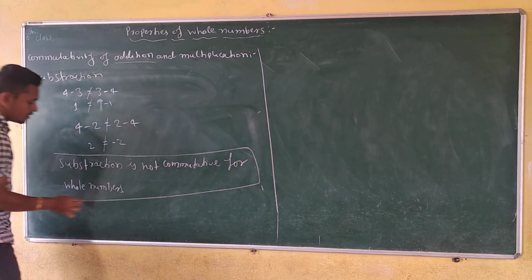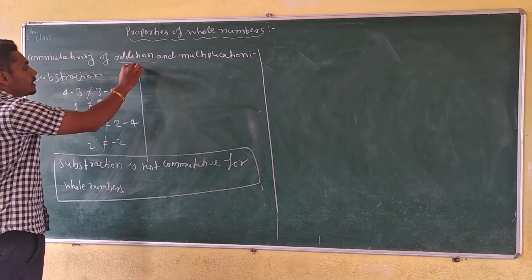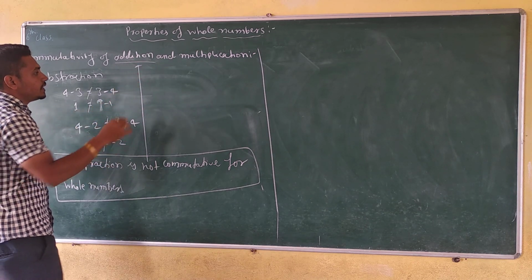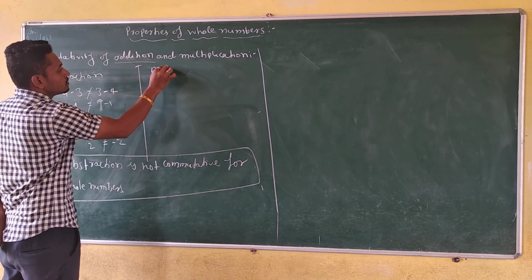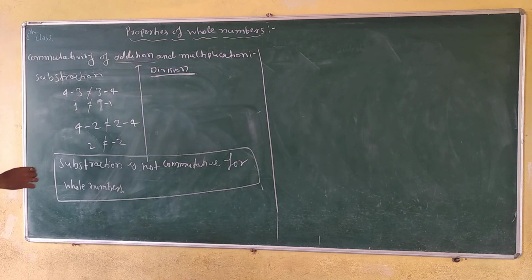Subtraction is not commutative for whole numbers. Please note down the statement and now move towards the next operation. Which operation? Division. Okay, so division. Take one example.